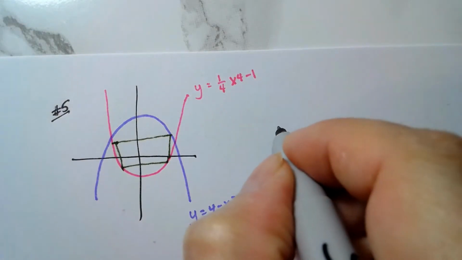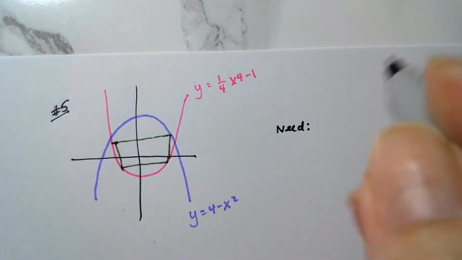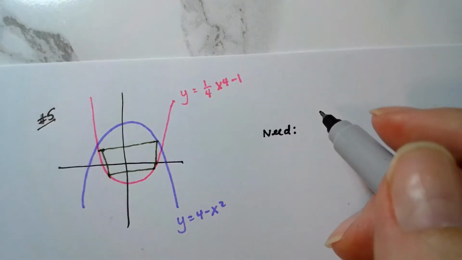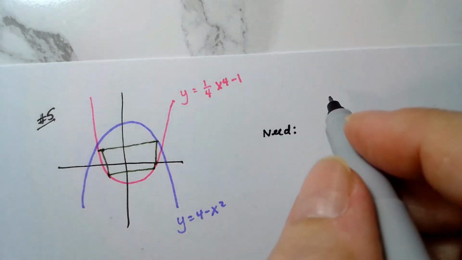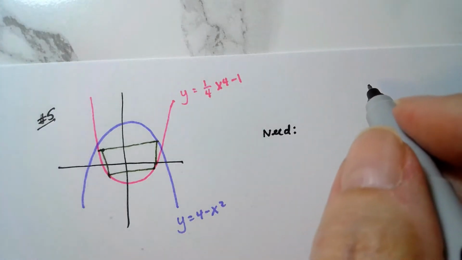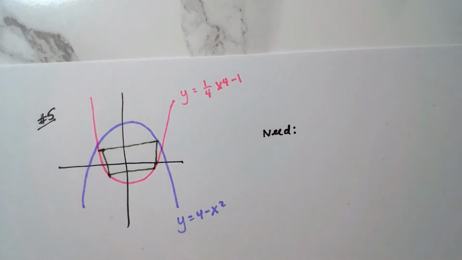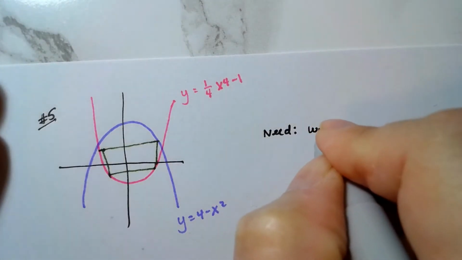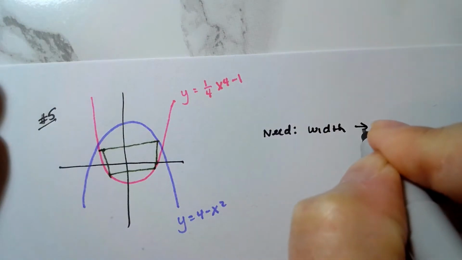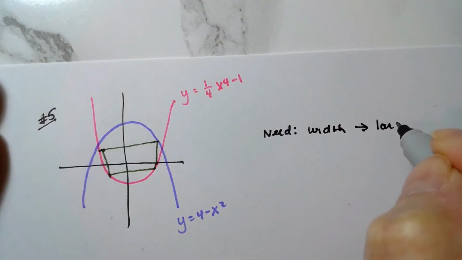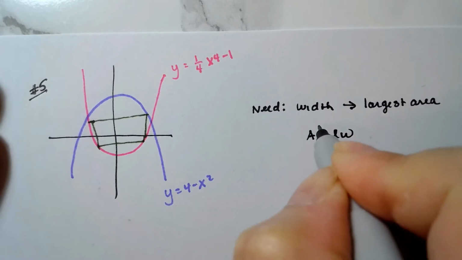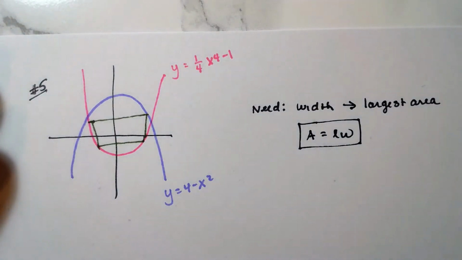And what we're told to find, we want the largest width, or let me just see what the question said again. Yeah, not the largest width. We want the largest area, so we need the width that produces the largest area. And since we're talking about area, we know that the area of a rectangle is length times width. So this is the formula I need to fill in.